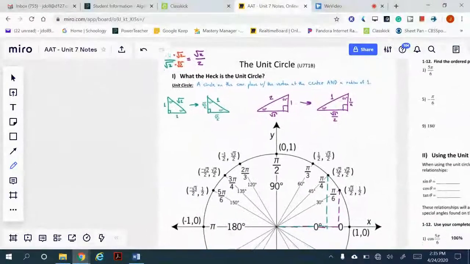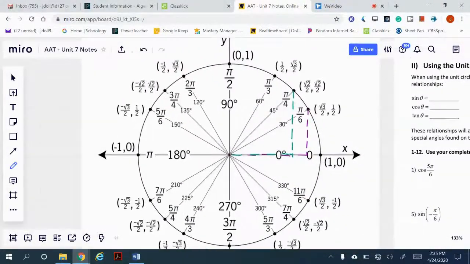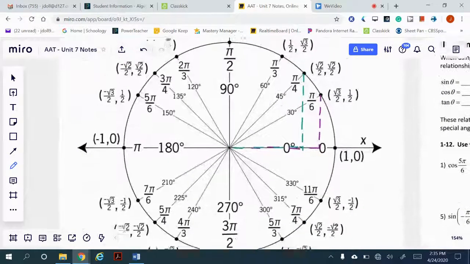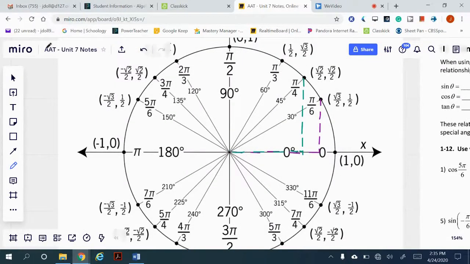And so what the unit circle is, guys, is a circle on the coordinate plane with the vertex at the center and a radius of 1. So we have a fixed initial side length of 1 here, our radius of 1, and then we rotate that radius around to create the circle. And so what we now have is a circle with a radius that we know the length of, and we can then use that length with angle measures to get angle measures on that circle.